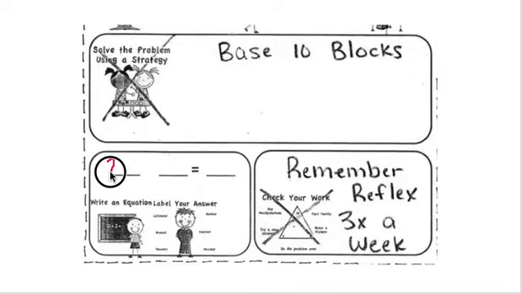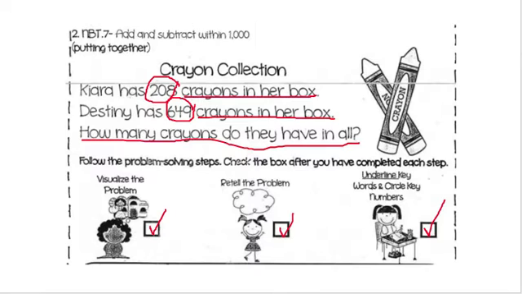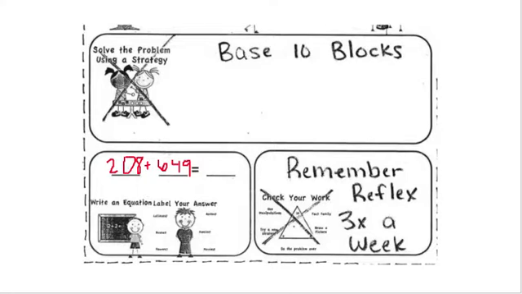So at the bottom here, I'm going to write my equation as 208 plus 649. And where we're adding, I have to make both sets of numbers in base 10 blocks. So the first thing I'm going to make is 200. And there's no 10s, so we go straight to the ones and make 8 ones.